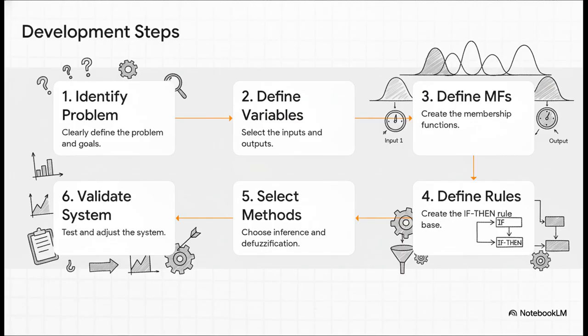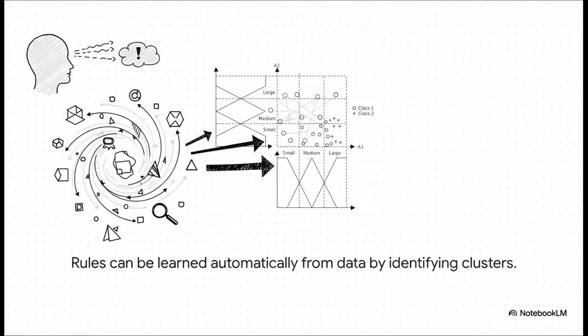Then you create those membership functions and rules we just talked about. And finally, you pick your methods and test the whole thing to make sure it actually works like you expect it to. But wait, where do those rules even come from? Well, sometimes they come from a human expert who just knows their stuff. But what's really amazing is that they can also be learned automatically. By just analyzing a bunch of data, a system can find patterns and generate its own fuzzy rules, no human required.